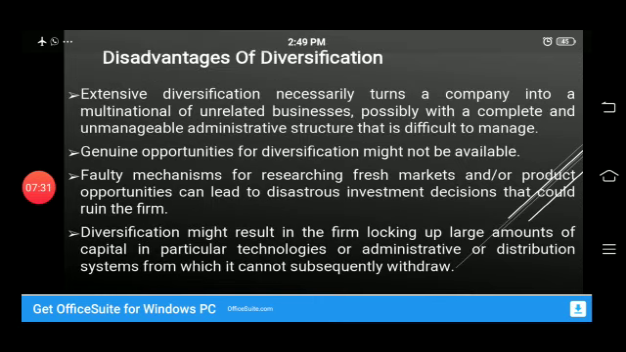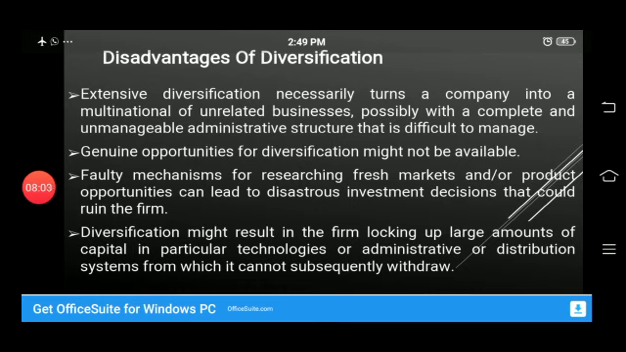Now, these are the disadvantages of diversification. Extensive diversification necessarily turns a company into a multinational of unrelated businesses, possibly with a complex and unmanageable administrative structure that is difficult to manage. Genuine opportunities for diversification might not be available.